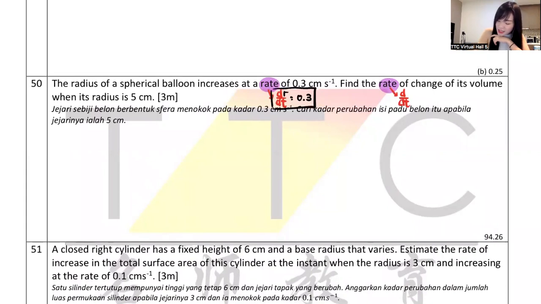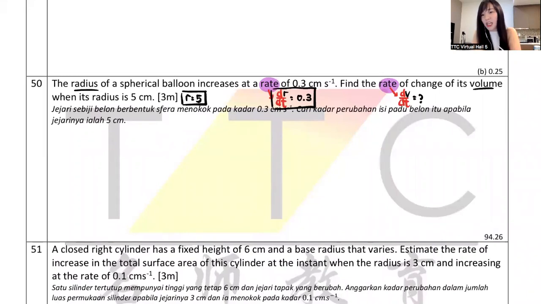How do I know it's dr/dt? Because they say radius. So dr/dt, very good. Next one, find the rate of change of its volume: dV/dt. Then they say when the radius is 5 cm. This one I write in symbol, R is 5. Before I start, this one is a bit different because this question never gave me an equation. Never mind, at least they told me what shape they're talking about.